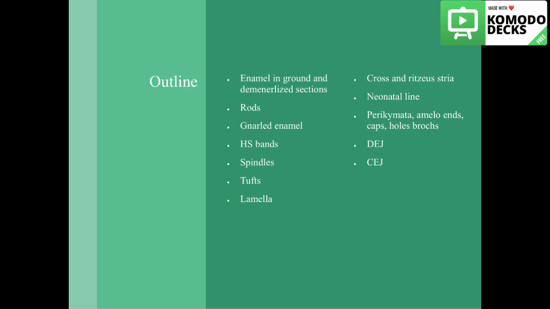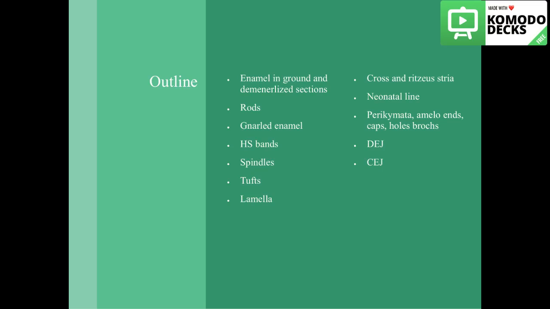So we will see how enamel looks in a ground and in a demineralized section, the basic structural unit of enamel, which is the rods, and we will talk about some features or phenomena that are seen in the enamel, like gnarled enamel, Hunter-Schreger bands, and the phenomena that we can see at the amelodentinal junction, like the spindles, the tufts, the lamellae.